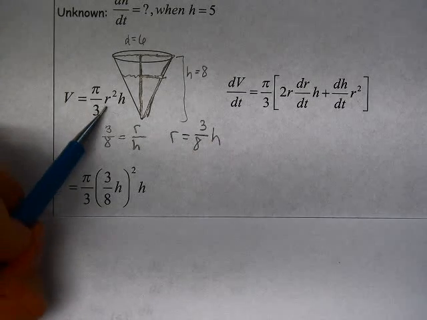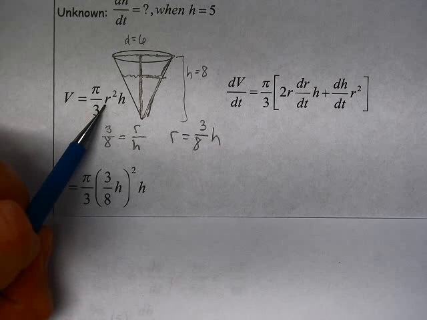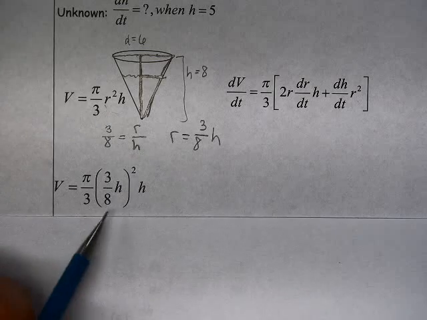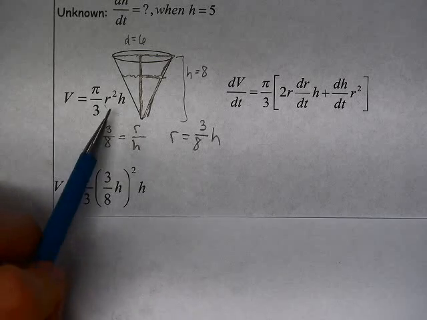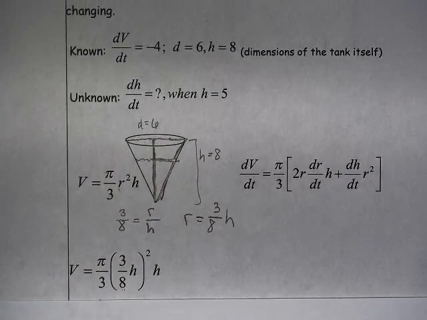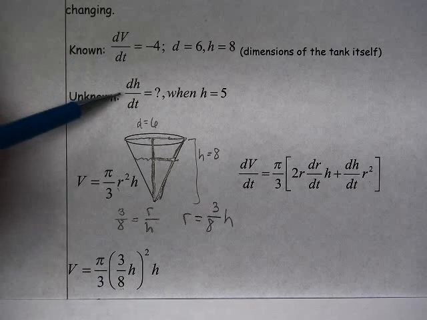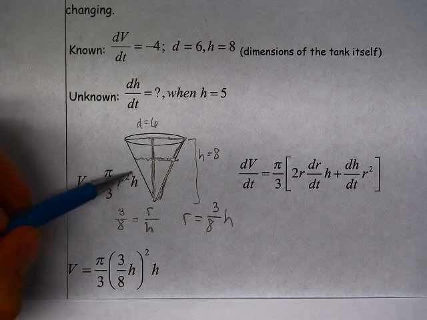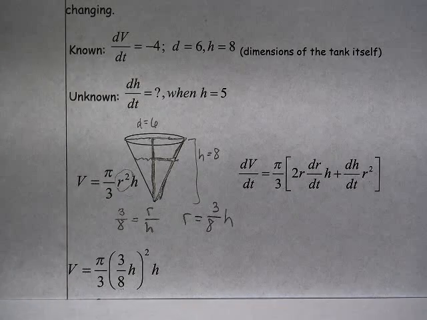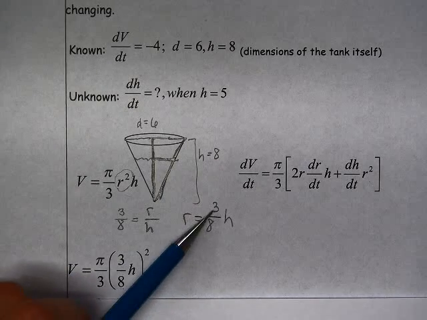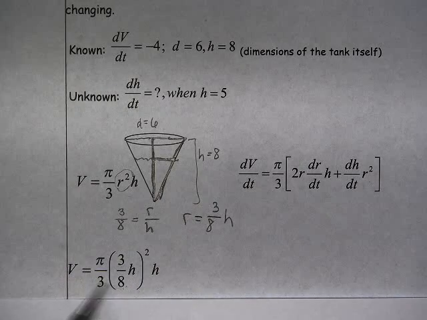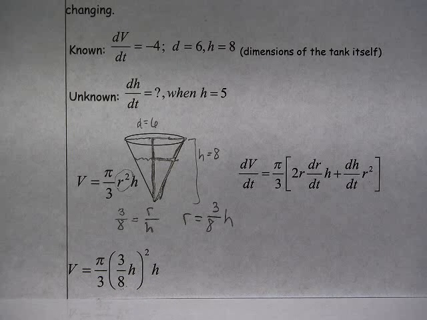And I can plug that in for this r here as 3/8 h. So r squared becomes (3/8 h) squared. Now, think about why I might want to do that. I'm given dV/dt. I want to find dH/dt. So this r is kind of the odd man out. It's sort of a middleman that I'd rather not have in that equation. If I make this substitution of 3/8 h, I can get this equation just in terms of V and h. And that is a good thing. It's going to make my life a lot easier.